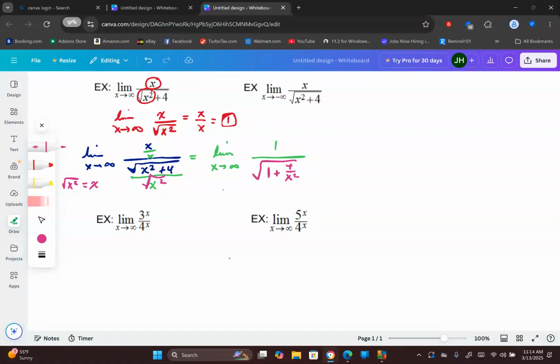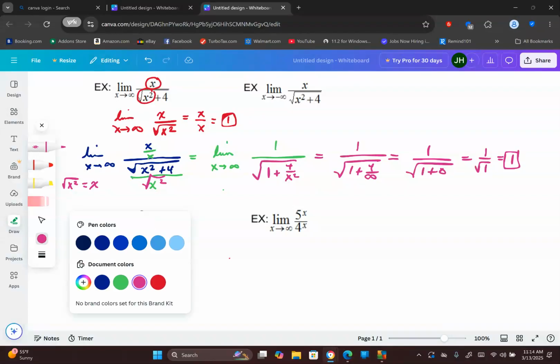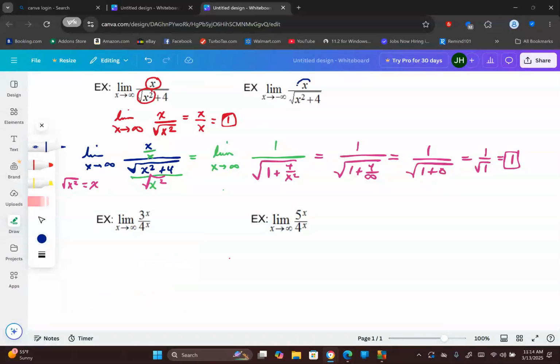Now, if I plug in infinity, I'm going to get 1 on the top. I'm going to get radical 1 plus 4 over infinity squared, which is infinity. 4 over infinity is 0. So this would be 1 over radical 1. And you'll notice the limit is 1. So the shortcut works, and if you use that idea of dividing by the biggest power of x, you get the same thing. Now, what happens when I work with negative infinity?